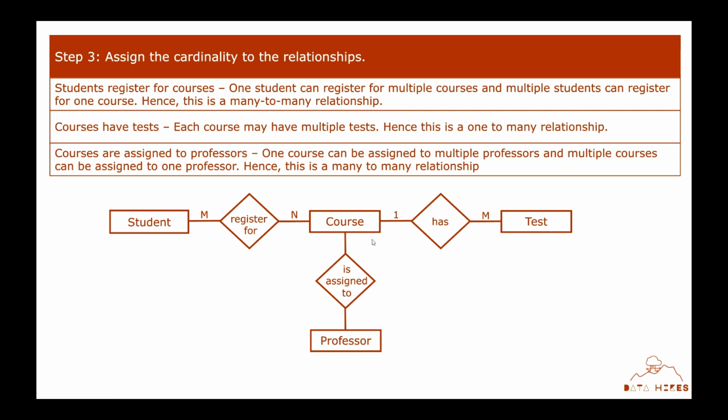Can we say the other way around? Can we say multiple courses are assigned to one professor? Sure, why not? Because it is not necessary that one professor is only an expert in one subject, or even if they are, it's not necessary that they take only that one course. So sure, multiple courses can be assigned to a professor, because the one-to-many and the many-to-one relationship both work over here. This is also a many-to-many relationship. Hence, we will be adding the M and N over here.